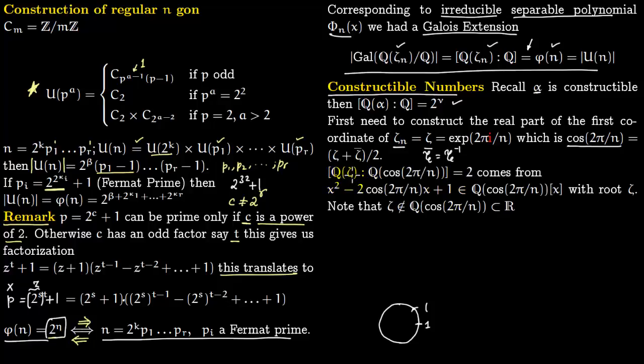Now instead of ζ_n, I'm going to just write ζ. This is our primitive nth root of unity. For an n-gon, the first thing you have to construct is this primitive root, which we denote as ζ. First notice that the degree of the extension obtained by adjoining cosine 2π/n to the rationals, and then adjoining ζ to it, is 2. This comes from the polynomial x² minus 2 cos(2π/n) x plus 1, which lies over this field, adjoin x to it. So this cos 2π/n is right here.